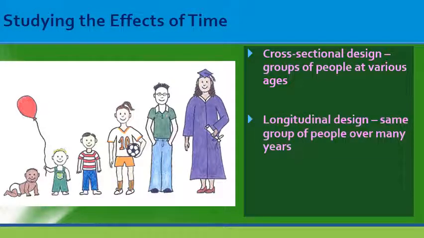You could do a longitudinal design in which you study the same group of people over many years. And if you do that, you would be able to see the same person over time in the same situation. So it's this one individual as opposed to different individuals. But can you see a problem with that? Yes, that's expensive. You have to wait a long time for people to grow and develop.